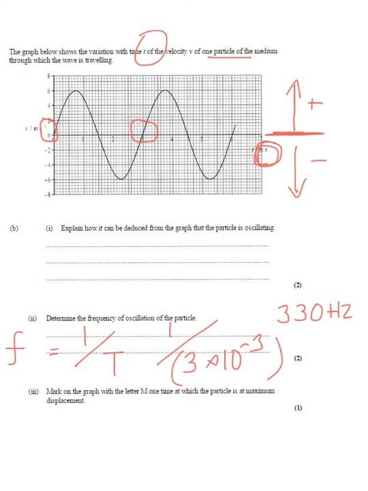That's better, you can read it now. Now mark on the graph with the letter M the place where the particle is at a maximum displacement. This is in effect a motion, a kinematics question.